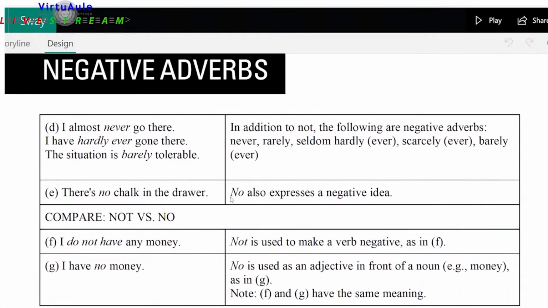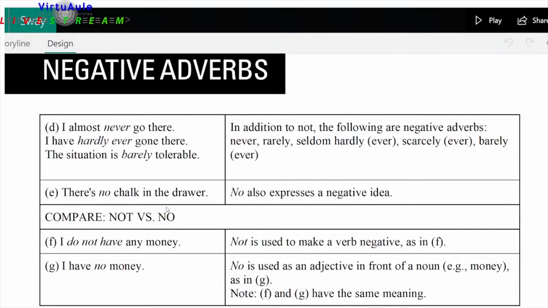Let's look at negative adverbs. I almost never go there. I have hardly ever gone there. The situation is barely tolerable. In addition to not, the following are negative adverbs: never, rarely, seldom, hardly, hardly ever, scarcely or scarcely ever, barely or barely ever. Ever just reinforces the idea.